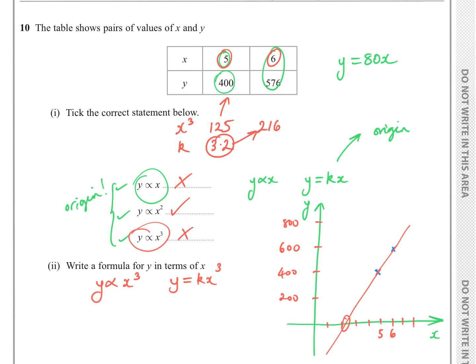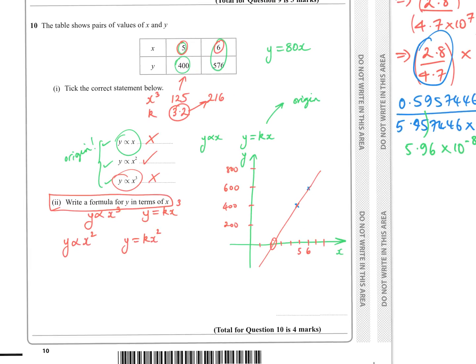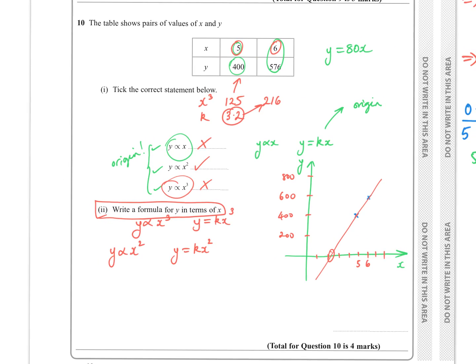So this one is in, but let's have a little look at why it is. And we can answer part 2 at the same time. So if we said y was proportional to x squared, because we've got rid of the other two options, so by default it would be this one, that means y would be equal to kx squared for some value of k. So let's look at the x squared values.